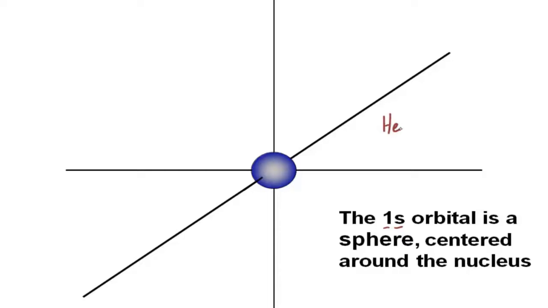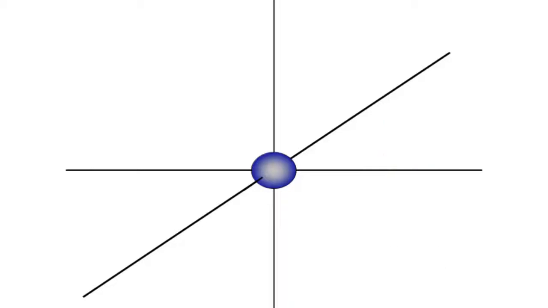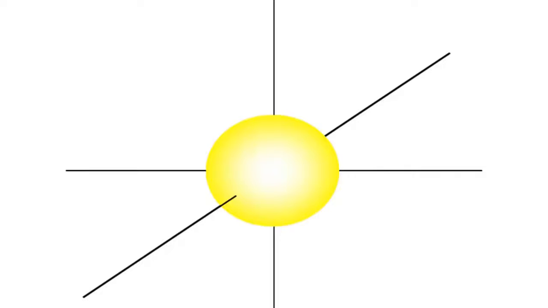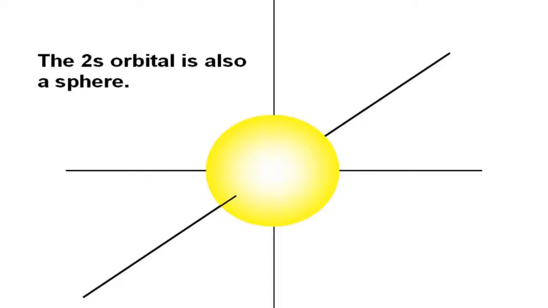So if we were talking about helium with 2 electrons, that would be fine. Helium would be happy with the 1s orbital. But what if we were talking about lithium? Lithium has 3 electrons. Where would the third electron go? Well, it would go in the next higher energy level orbital, which is the 2s orbital.